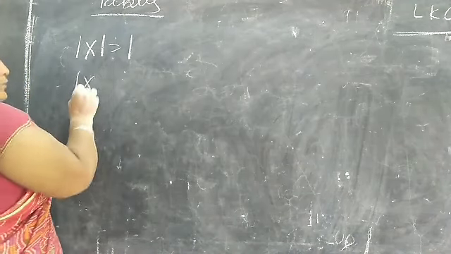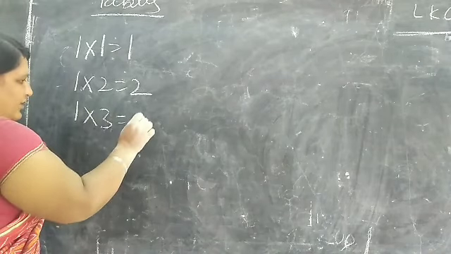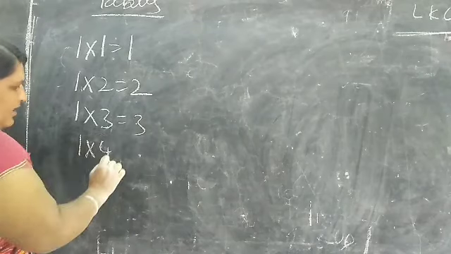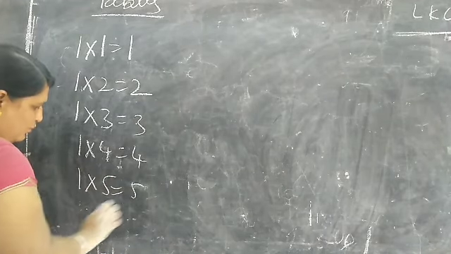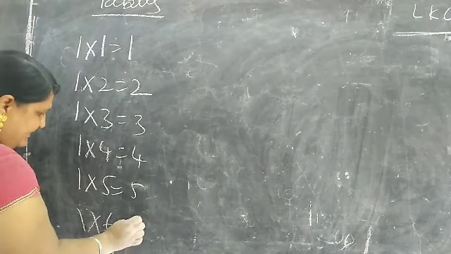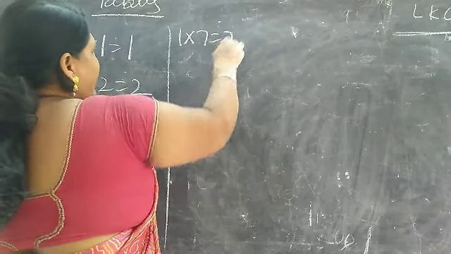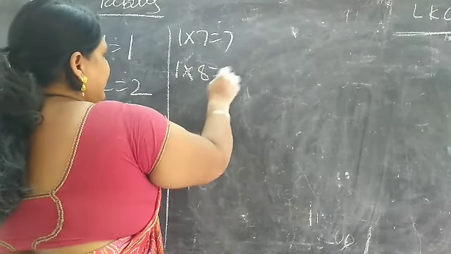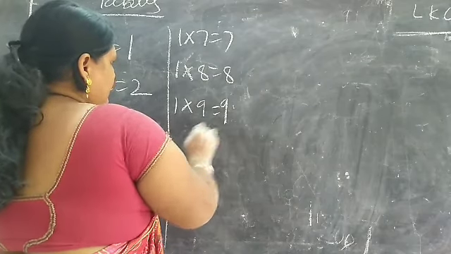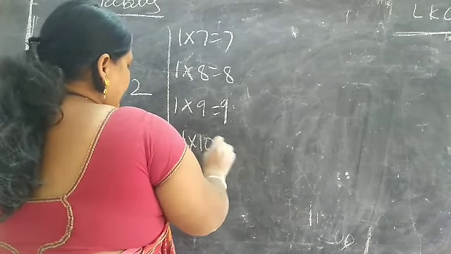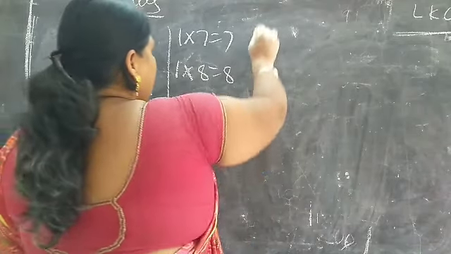1 ones are 1. 1 twos are 2. 1 threes are 3. 1 fours are 4. 1 fives are 5. 1 sixes are 6. 1 sevens are 7. 1 eights are 8. 1 nines are 9. 1 tens are 10. Only read this 1 and 2 table, children.